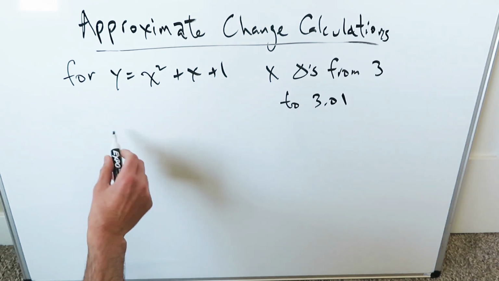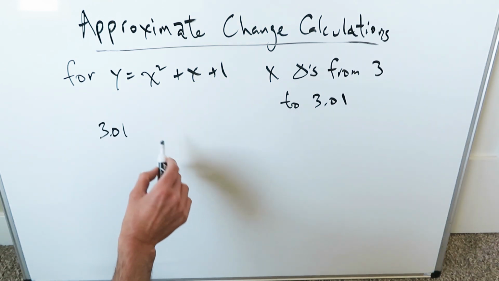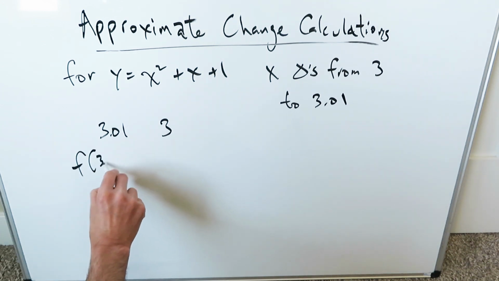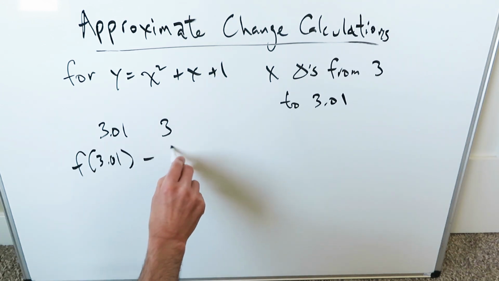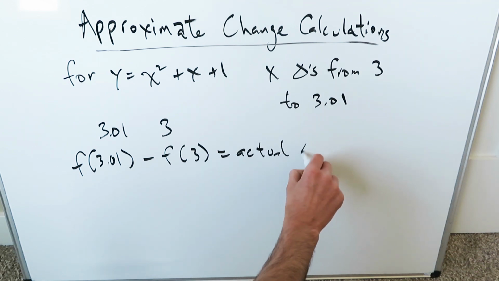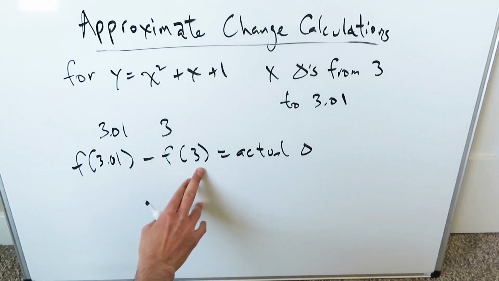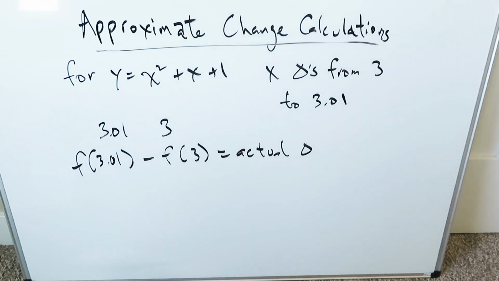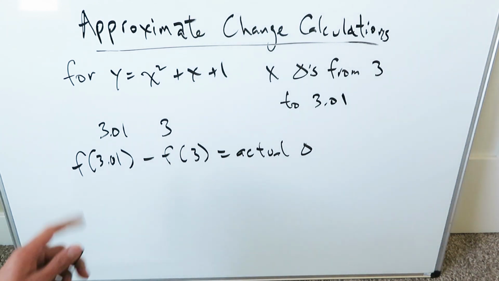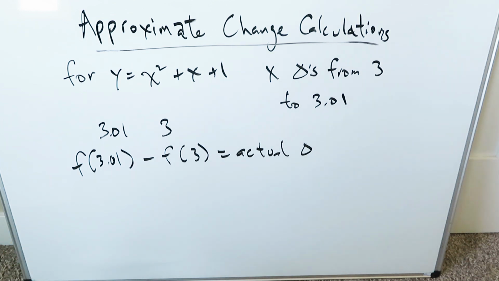What you're looking at here is you have an x value 3.01, then you have an x value 3. If you were to look over here at f of 3.01, and then you were to minus f of 3, you're going to get here your actual change. Because you're putting in one value, the new value, and you're putting the original value, and what is the difference of the two? That's your actual change. That's a simple concept, but we also have to look here at the approximate change using derivatives.